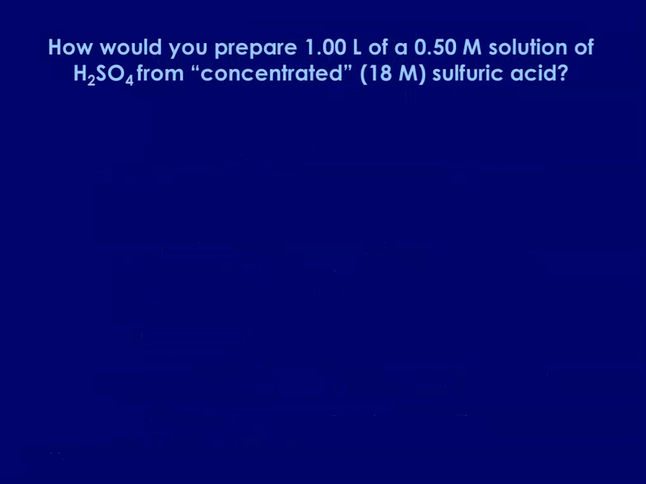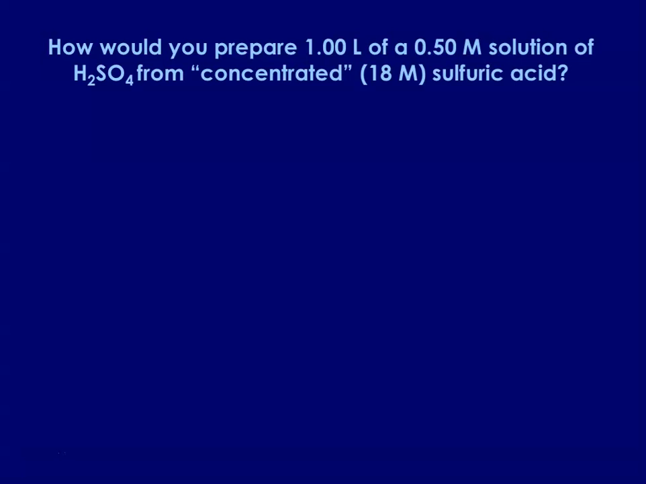So these last 2 examples are going to show you how you can do calculations to prepare a diluted solution from a stock solution and a diluted solution from its salt. So we're wanting to take 1 liter of 0.5 molar H2SO4, that's the one we're wanting to prepare. We want to prepare it from concentrated 18 molar sulfuric acid. That is the most concentrated you can find sulfuric acid.